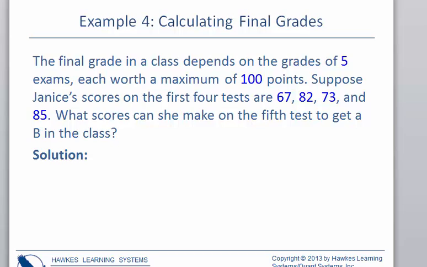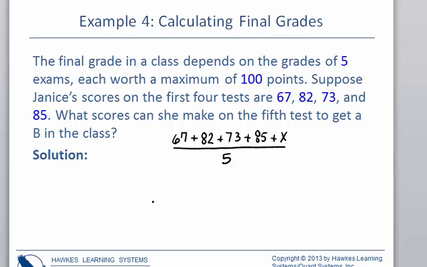So there are 2 things here that we need to be aware of. One is how the grades will be averaged. So we know that she has 5 exams, and we already know that she's made a 67, an 82, a 73, an 85, and whatever she makes on the 5th test, which we're going to call X. To find the average of those 5 test grades, we would add them up and we would divide by 5. So we want to keep in mind that that's how the average is going to be calculated.